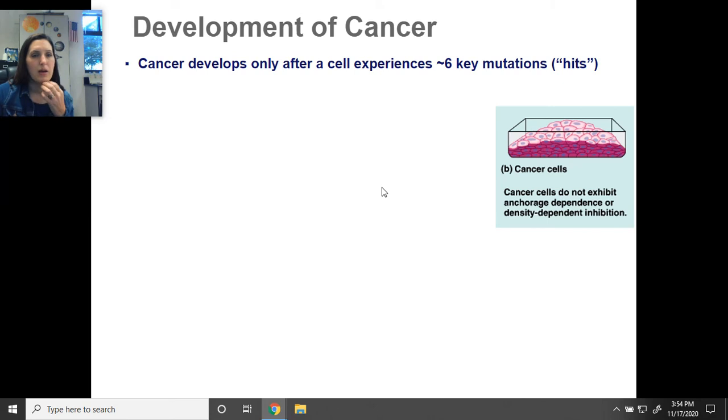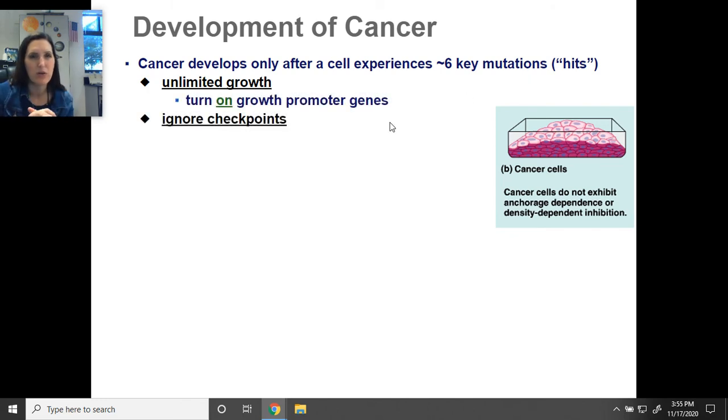Okay. In order to get a cancerous tumor, or get cancer, you have to go through the cell cycle and hit 6 key mutations. So I want you to remember, cancer is still really rare. Although we all know somebody who has been affected by cancer, cancer as a whole is a rare thing.